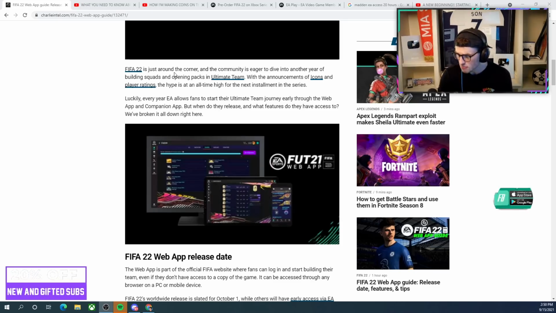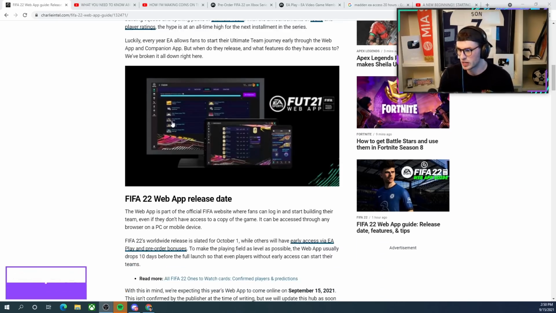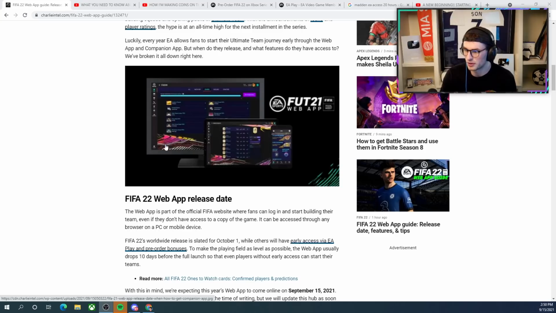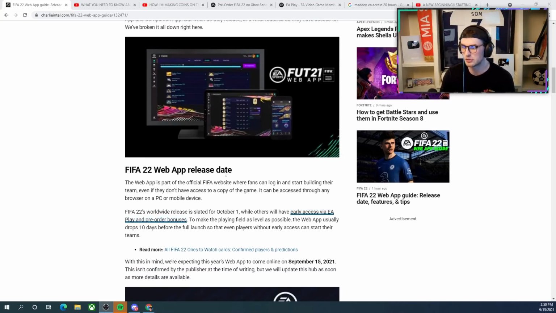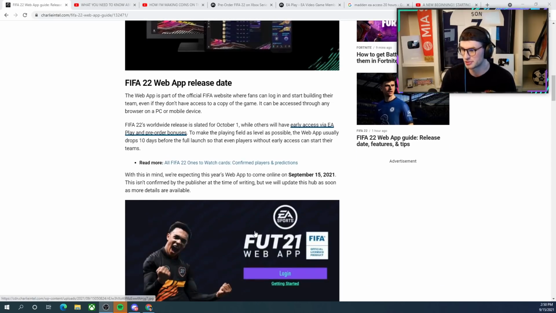And basically they went through and talked about the ratings, and then this was for, obviously, talking about when the web app was going to come out. So if you look on the site, it says FIFA 22's worldwide release is slated for October 1st, while others will have access via EA Play and pre-order bonuses. With this in mind, we're expecting this year's web app to come out online on September 15th.